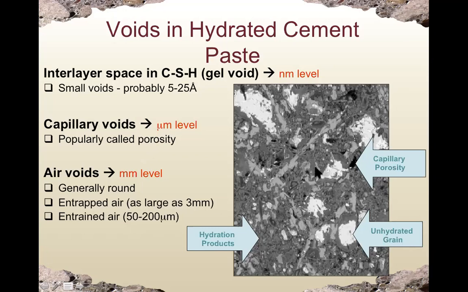The picture on the right shows us the capillary pores, which is the black color. The picture is a scanning electron microscope image of hydrated cement paste. We have some unhydrated grain, which is the whitish color. The gray color around the unhydrated grain is the hydration product such as CSH.